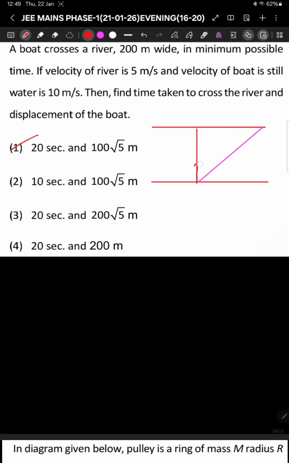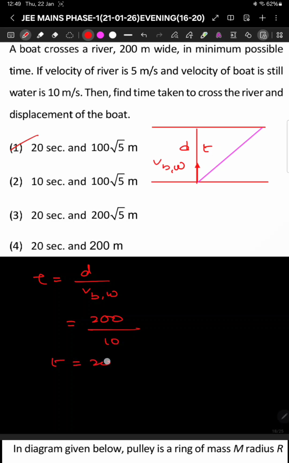So, for the shortest time, we should row the boat normal to the river flow, along the velocity of boat with respect to still water. This is the width of the river. So time taken to cross the river in shortest time, the formula will be d by VBW. Width of the river is given as 200 meters, VBW value is given as 10. So you'll get t value as 20 seconds.